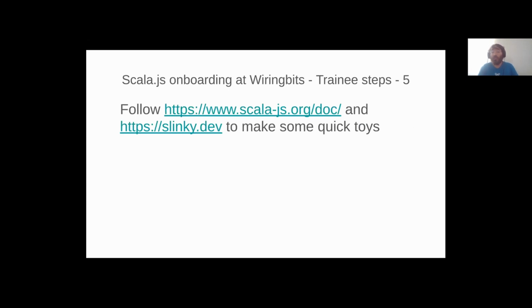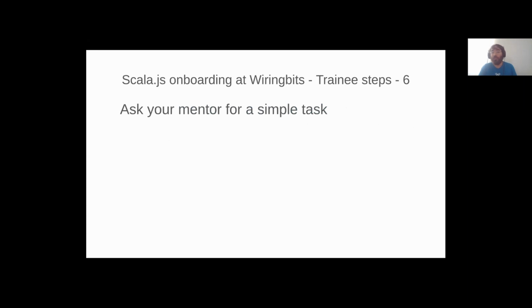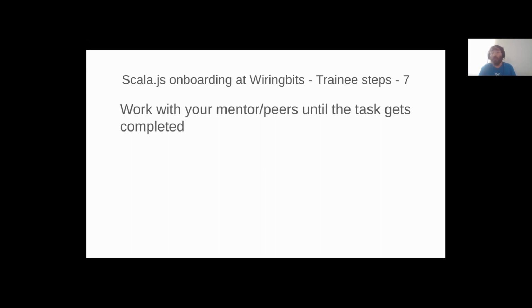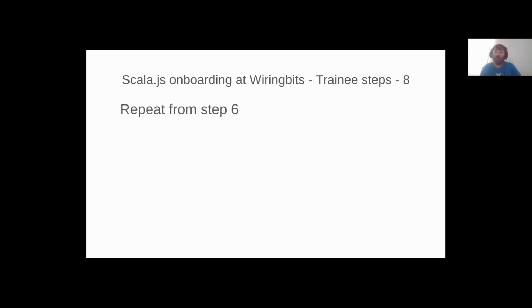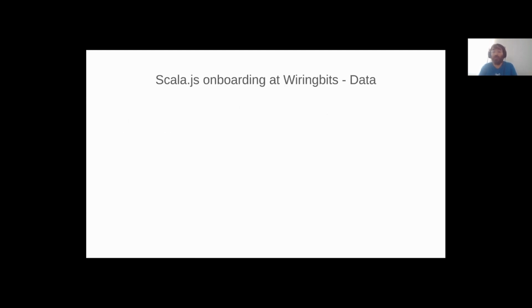Then the trainee can follow the official Scala.js documentation, which is pretty short, and try the onboarding material from Slinky, which is pretty short too, and is mostly translating concepts from React to Slinky. Given that they are already familiar with React, this should not be very difficult to do. The mentor will assign a simple task to the trainee, and the trainee is required to work with the mentor and their peers until the task gets completed. Review cycles, feedback, etc. Usually, all of this happens in their first week, which is pretty nice. From there, we repeat from step 6, which is asking for another simple task, and do this process for a couple of weeks to 1 month until we start assigning them a little bit more complicated tasks.